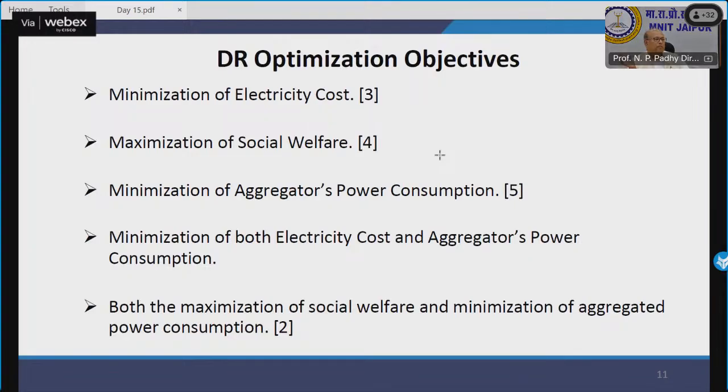And there are different optimization targets. First of all, you can try to minimize the electricity cost for an industry, for a commercial location, for residents. You can also maximize the social welfare. What do we mean by maximization of social welfare? I think I talked about it one day, but let me repeat it. When you carry out the bidding process, you get some money from the consumers, and you pay some money to the generators.